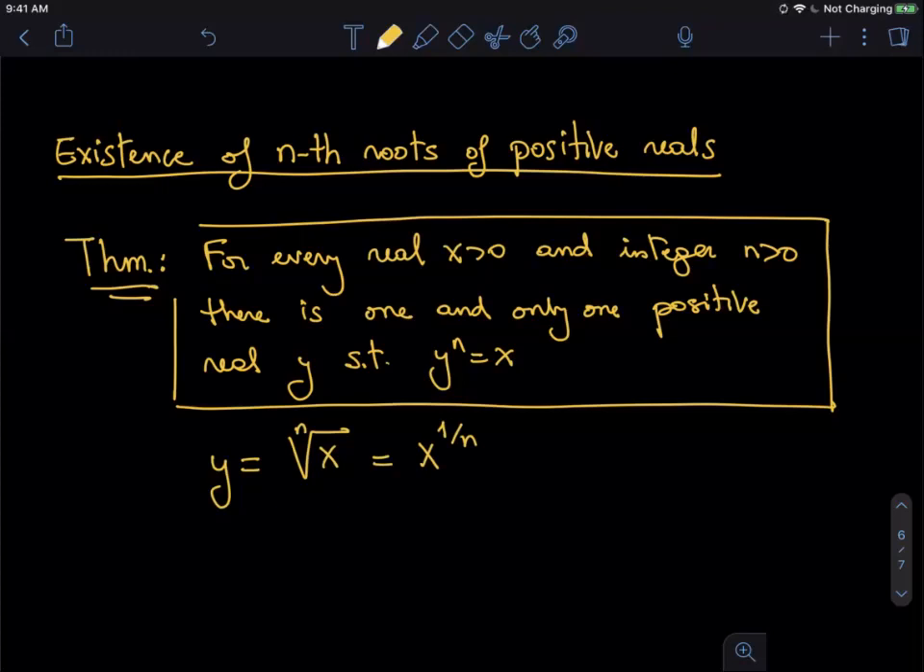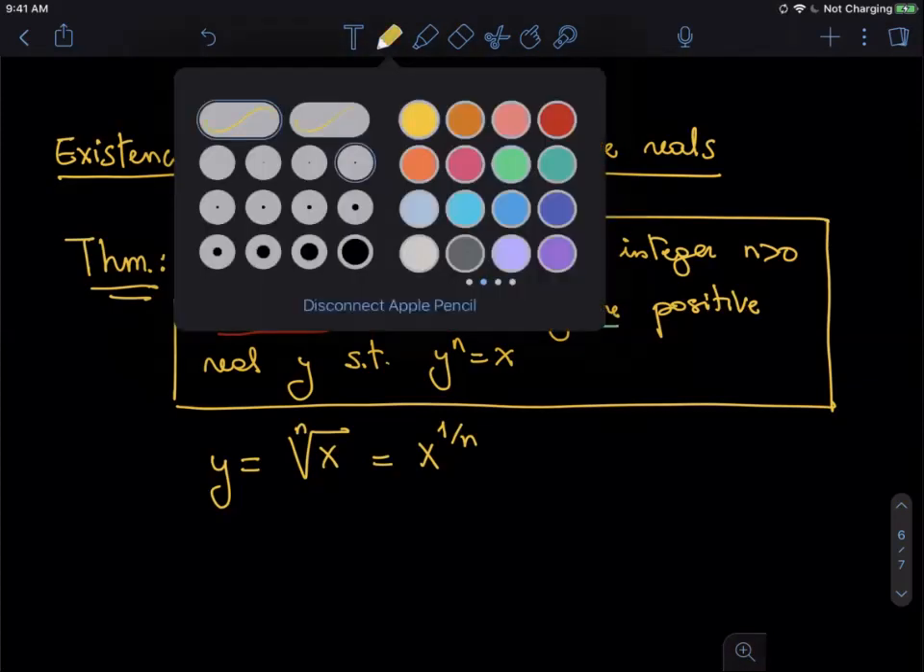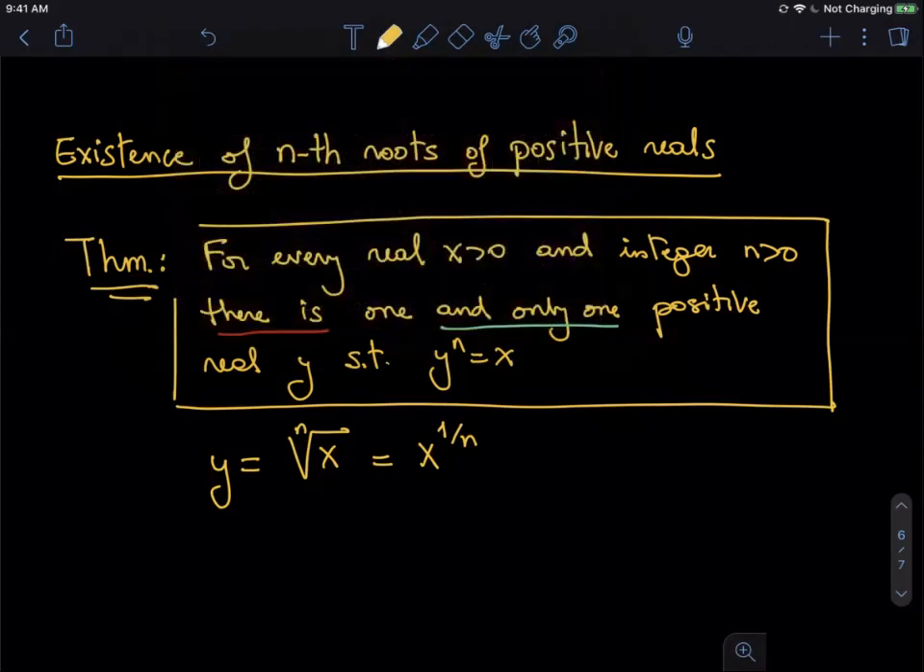We already encountered this type of thing with the square root of 2. There, both x and n were 2, or the square root of 3, x equals 3, n equals 2. So here there are several things we need to show. First, it says there is a positive real that is the nth root, but also there is a second statement that says that there is one and there is only one. So there is a uniqueness statement. Those are two things we need to prove.